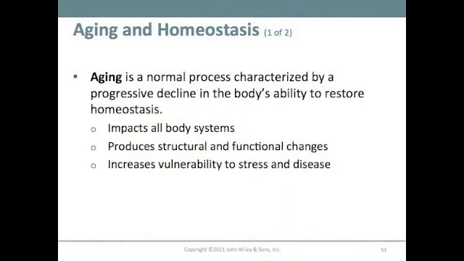So I was already talking about aging and homeostasis, but aging is a normal process characterized by a progressive decline in the body's ability to restore homeostasis. It's going to impact all body systems. It produces structural and functional changes, and it increases vulnerability to stress and disease.